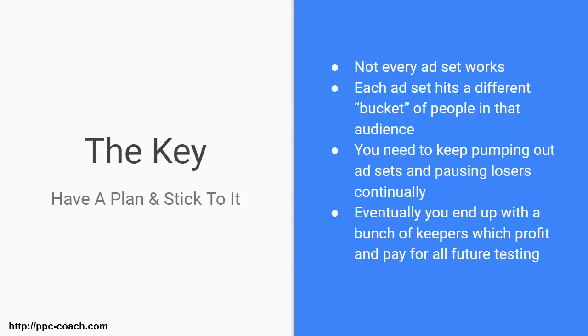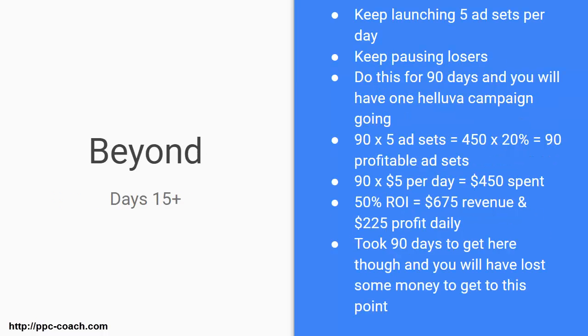The key out of all this is have a plan and stick to it. Okay, write out your plan. Know that not every ad set works. Each ad set hits a different bucket of people in that audience. You need to keep pumping out ad sets and pausing losers continually with this method. Eventually you end up with a bunch of keepers which profit and pay for all future testing, but it's not easy to get there.